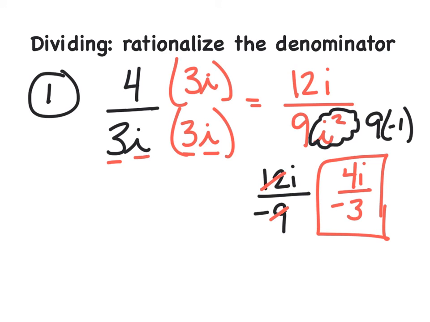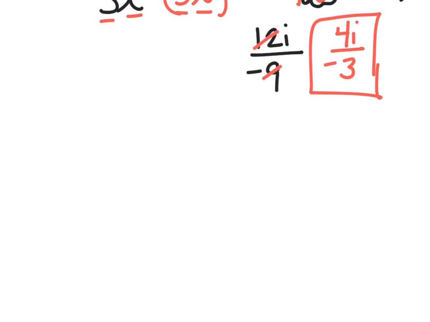Okay, so I didn't make a note here, so perhaps you should make a note to yourself. You cannot leave i in the denominator. Okay, so this is called rationalizing the denominator. You cannot leave an i there. All right, let's try another one.